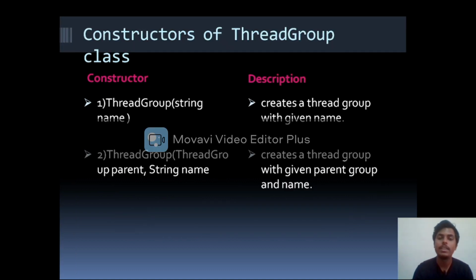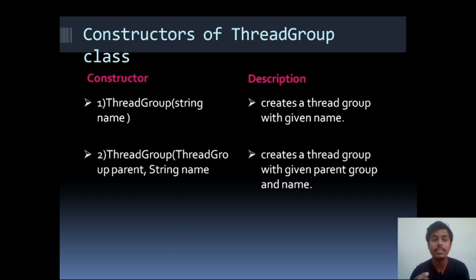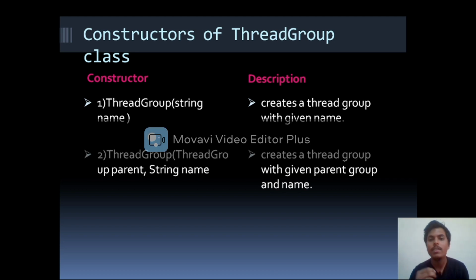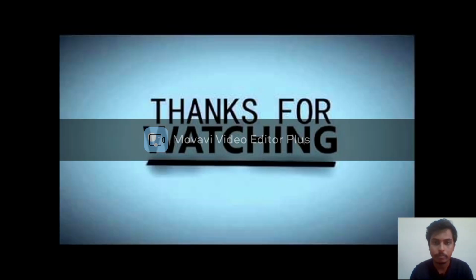Here guys, we see two constructors in thread group. Constructor 1, ThreadGroup, and we pass the argument string name. What it does is create a thread group with the given name. The second constructor is ThreadGroup, and in the arguments we pass the parent thread group and the string name. It creates a thread group with the given parent group and the name.